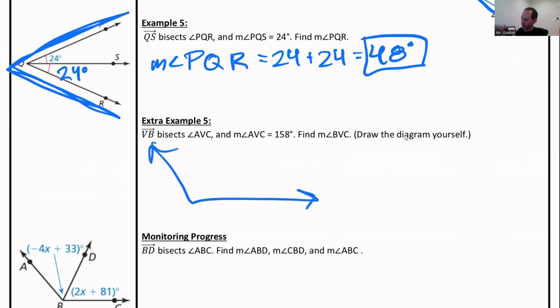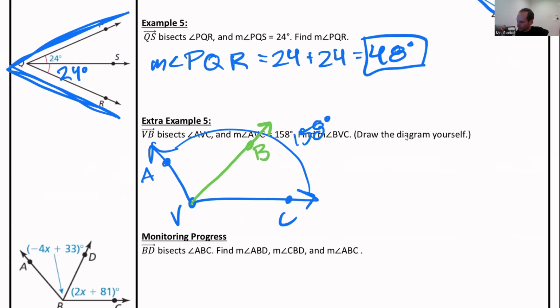How about? And this is A, V, C. It says the whole thing is 158 degrees. And VB bisects it. So here comes VB right through the middle, cutting it in half. Okay. Find BVC. BVC is this guy right here.